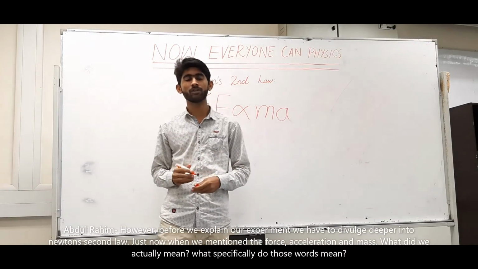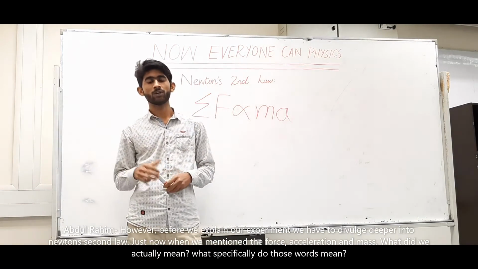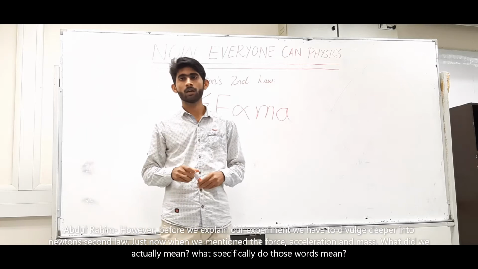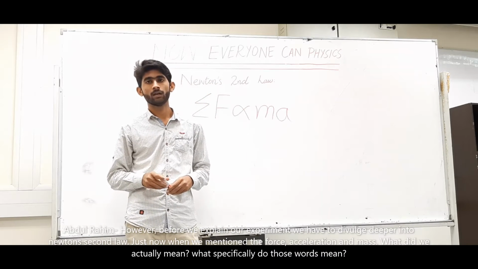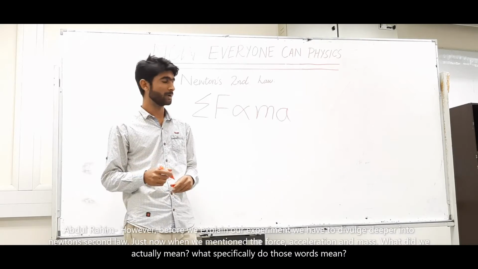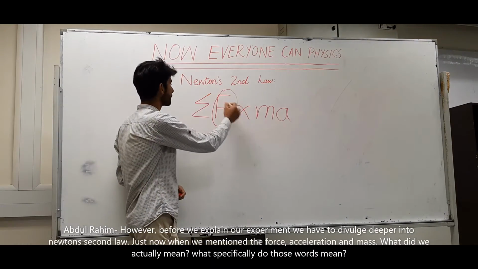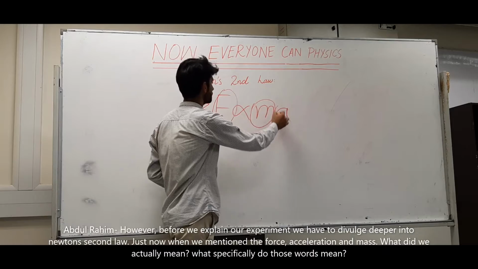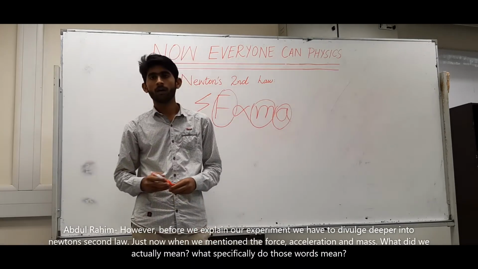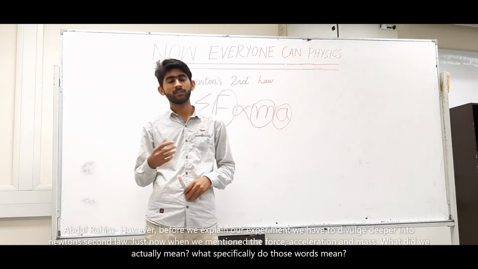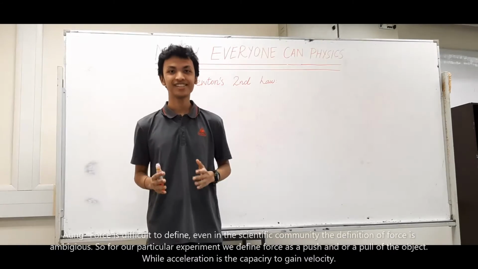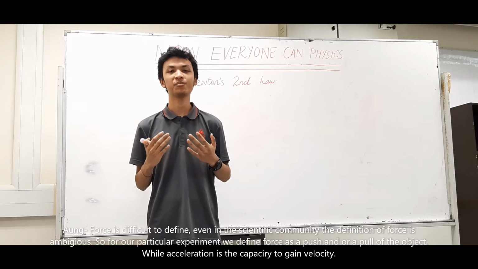However, before we explain our experiment, we have to delve deeper into Newton's second law. Just now when we mentioned force, acceleration and mass, this one is force, this one is mass, and this one is acceleration. What did we actually mean? What specifically do those words mean? Force is difficult to define. Even in the scientific community, it's ambiguous.